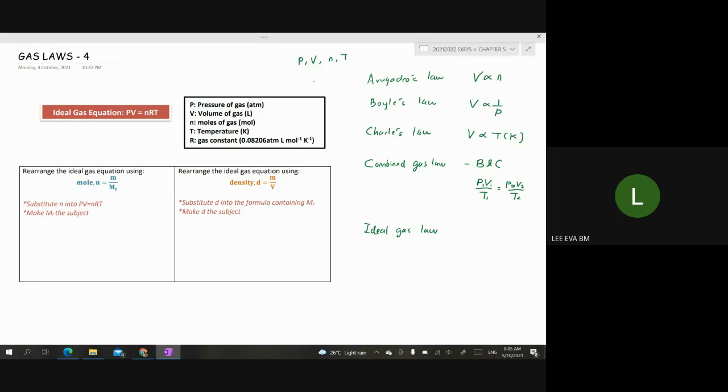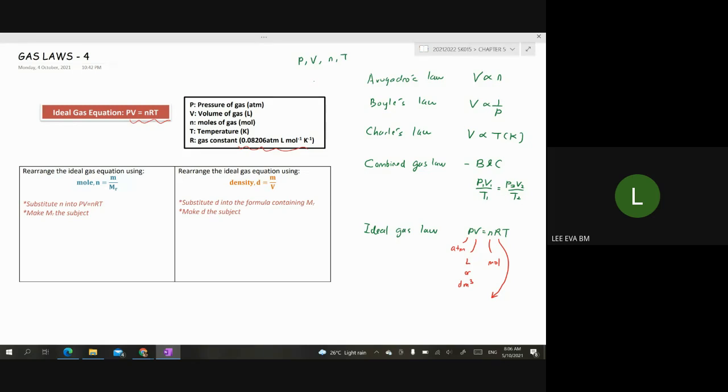Okay, but remember that our ideal gas law, we have a formula PV equals to nRT, whereby pressure, we have the unit in ATM. Volume in liter, or sometimes it will use dm3, liter or dm3, both are the same. And then we have our number of mole, and then we have our gas constant. This gas constant, you must remember the value 0.08206, and then the unit is ATM liter per mole per Kelvin.